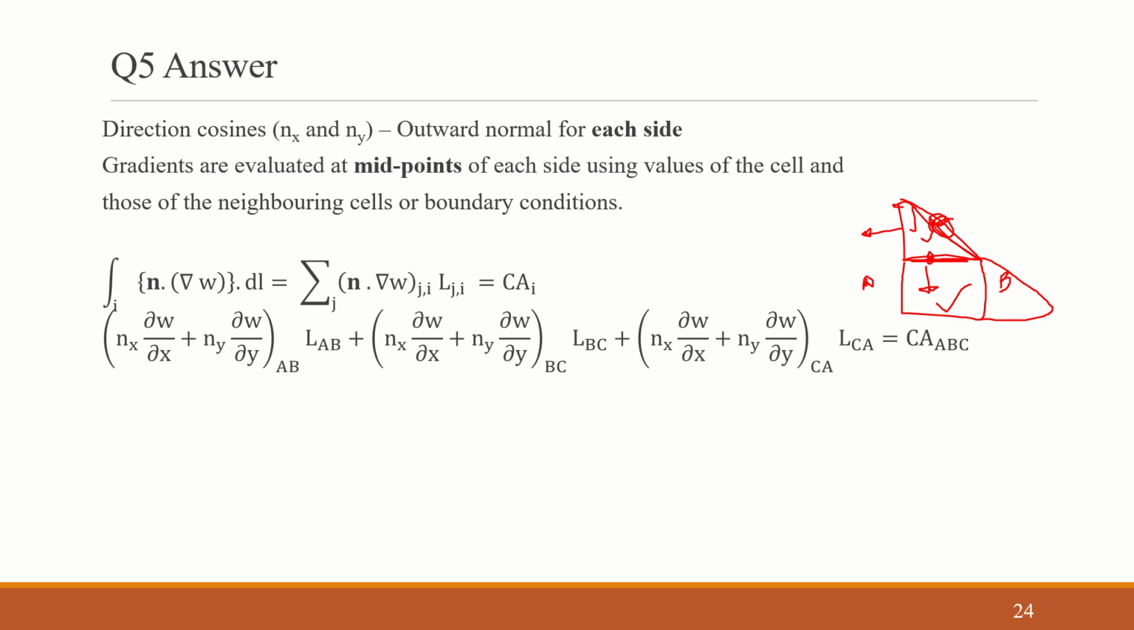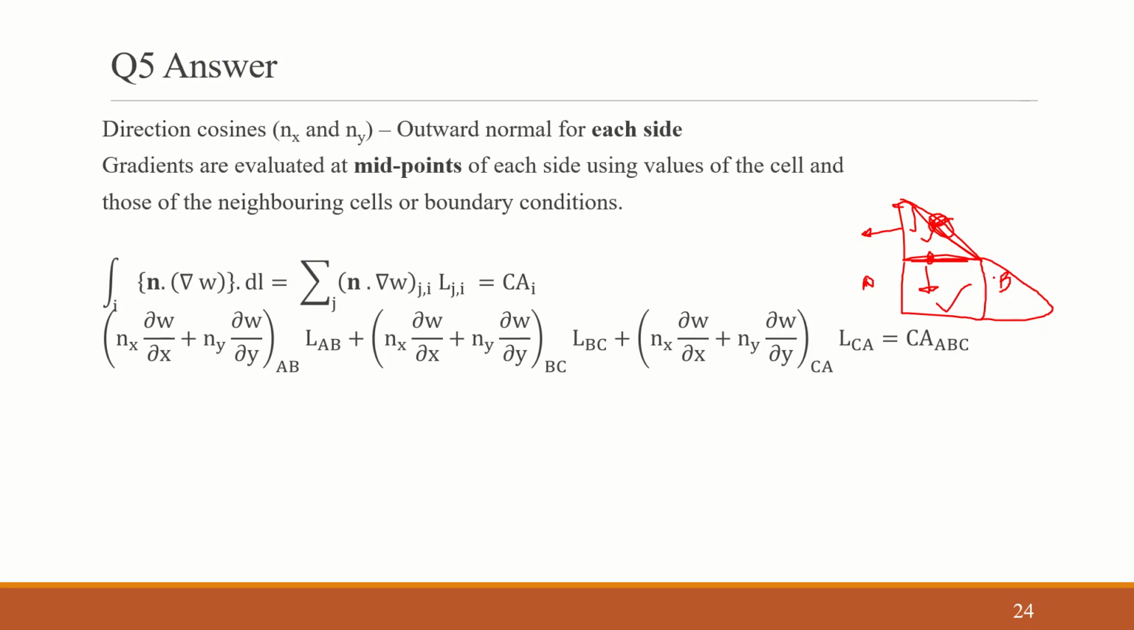The finite volume approach is the product of nx into dou w by dou x plus ny into dou w by dou y over side AB into the length of side AB. In a similar way we use it for all sides and sum it up, and that will give the area of that particular cell times some constant. So here we are using gradients and direction cosines in each equation. We get the direction cosines from the outward normal.